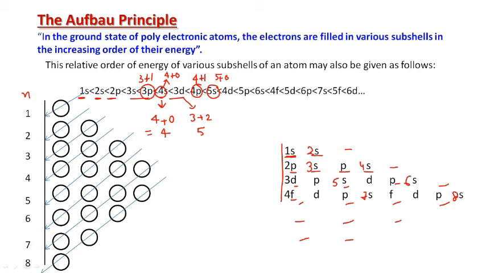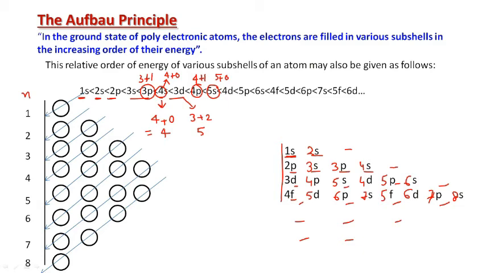All the P will be followed by this numbering. So 2p, then 3p, 4p, 5p, 6p and 7p. D will be followed by 3d, then 4d, 5d, 6d. F will be followed by 4f, 5f.